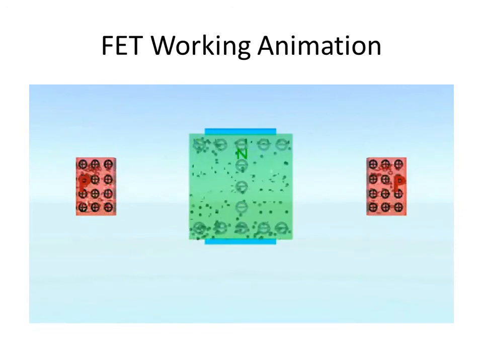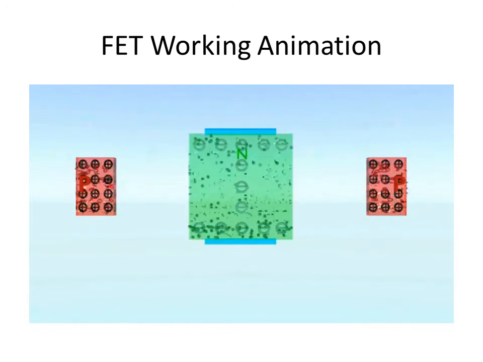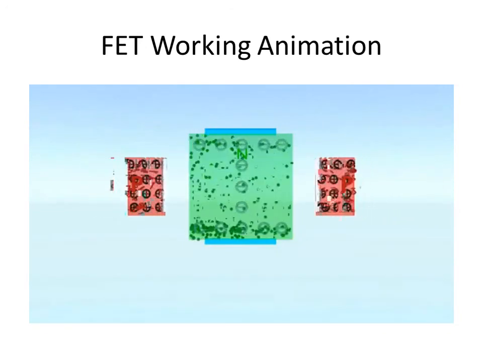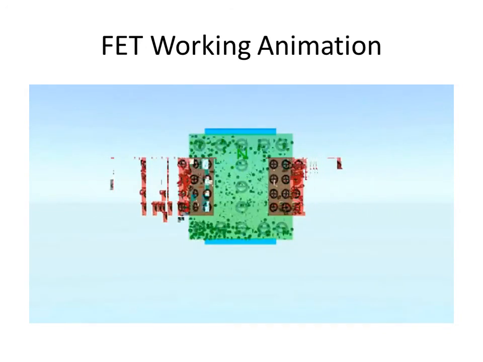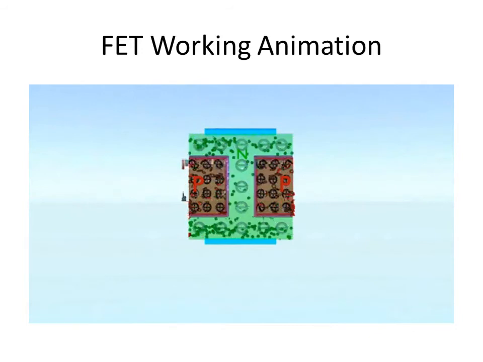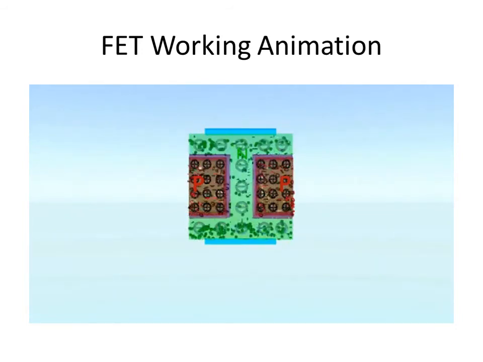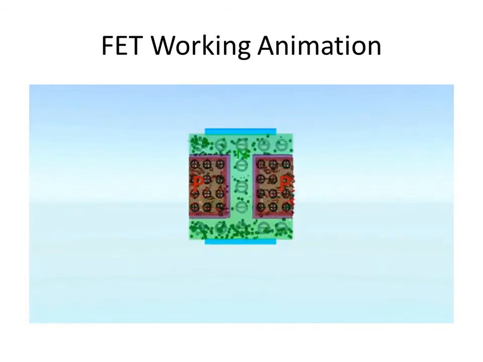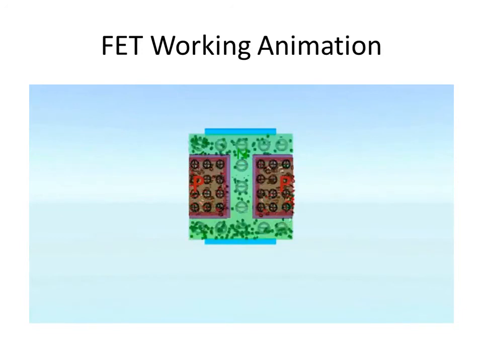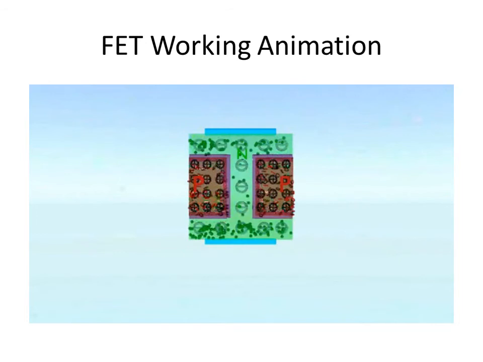Now you can see N material and two P-type materials. These two P-type materials are internally connected to the N-type material like this, and these two materials together form the gate region of the FET. So this is the way in which the FET looks without any voltage. Now we are connecting the voltage. Please listen.